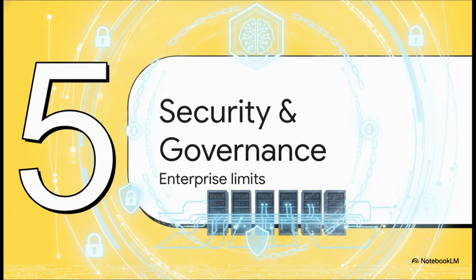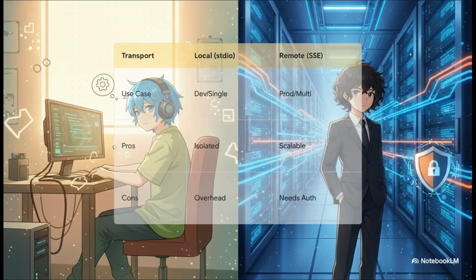Finally, let's look at Section 5, Security and Enterprise Governance. Now, what's really interesting about this slide is comparing the two main transport methods when connecting your ADK agent to an MCP server. You can use standard input/output, often called STDIO. This is awesome for local development or single-tenant isolation. It's incredibly simple to set up, but it does come with some process overhead.